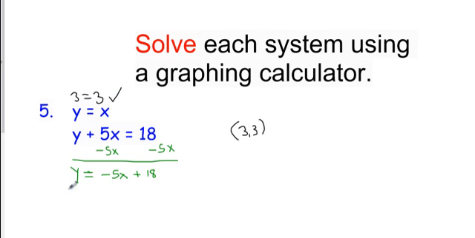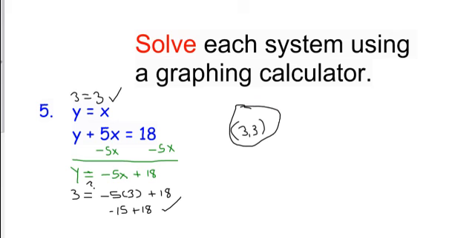Plug it into the one on the bottom, 3 for y. Is that equal to negative 5 times 3 plus 18? I do this for is it equal to. Negative 15 plus 18 is positive 3. So I've got that answer.